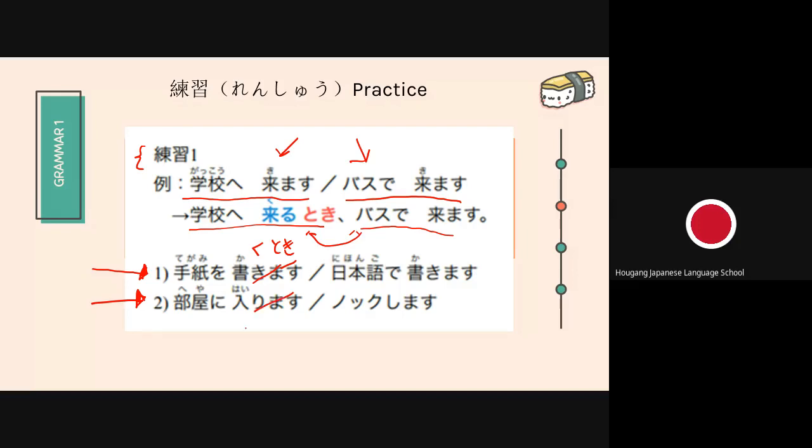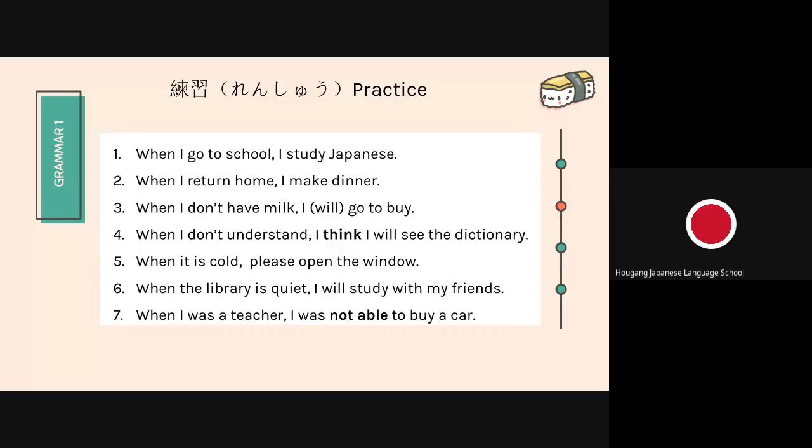部屋に入ります. 部屋に入る toki. Okay, 进房间时, right? 进入房间时, or when you enter the room, knockします. I will knock. Okay, please knock. Knockしてください. Okay, simple. There are many more examples which I'll do in class with you all next lesson again. Yeah, I print for you the paper.